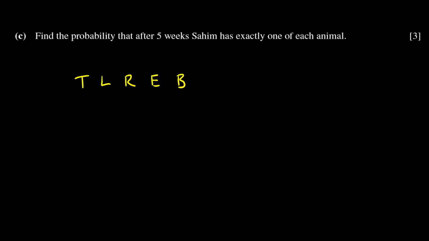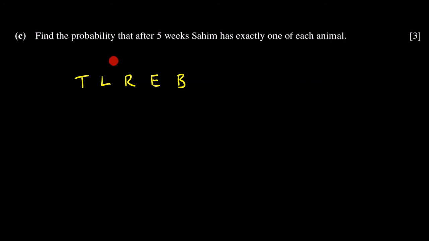Okay then, so last question of this paper, we want to find the probability that after 5 weeks, Sahim has exactly one of each animal. Now, the way I think about this is a little bit different to the mark scheme. What we're really saying is the outcome we want is we've got the tiger, the leopard, the rhino, the elephant, and the buffalo, but we don't care about which order we have this in, right? We could have leopard, rhino, elephant, tiger, buffalo, whatever.